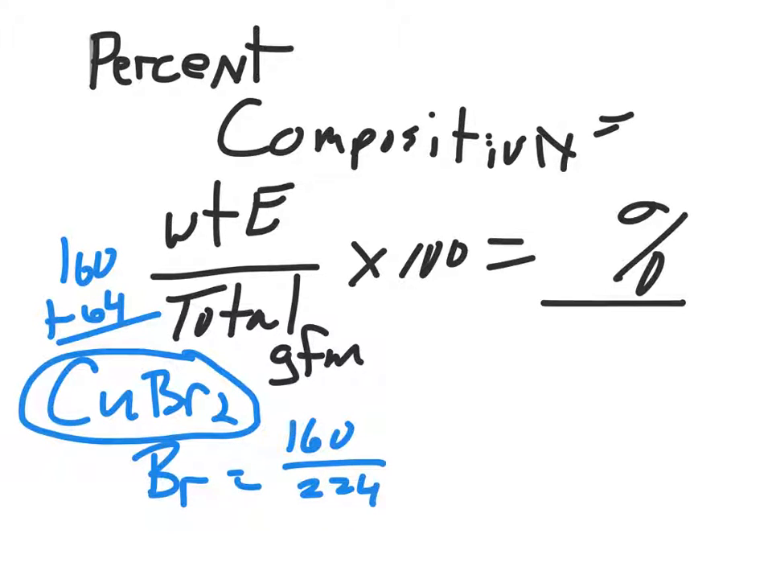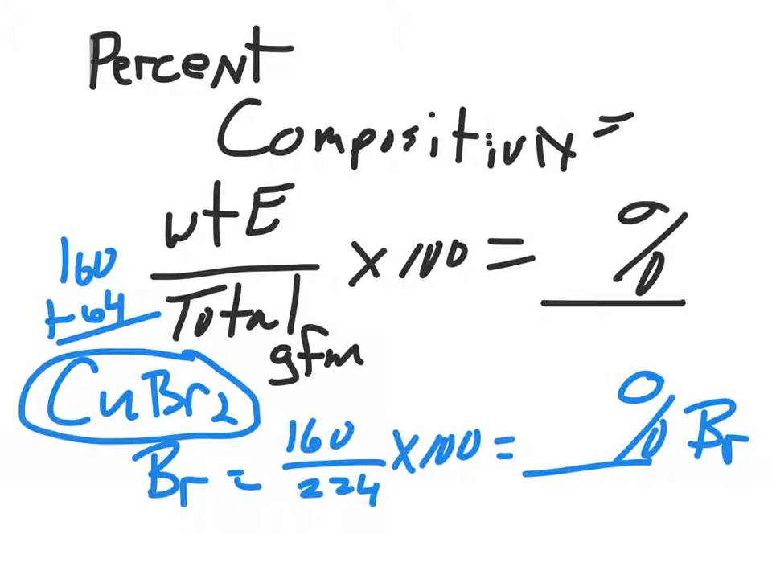224. And so then you're going to plug in the rest of the formula, which is times 100 equals, and that would give you the percent of just bromine. So you would take 160 divided by 224 equals times 100. How much is that going to be?